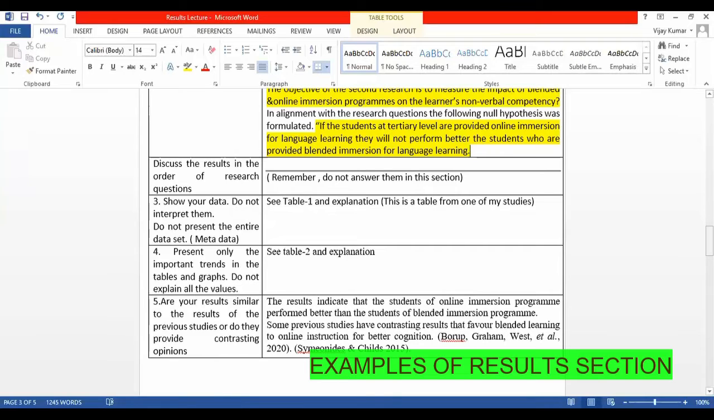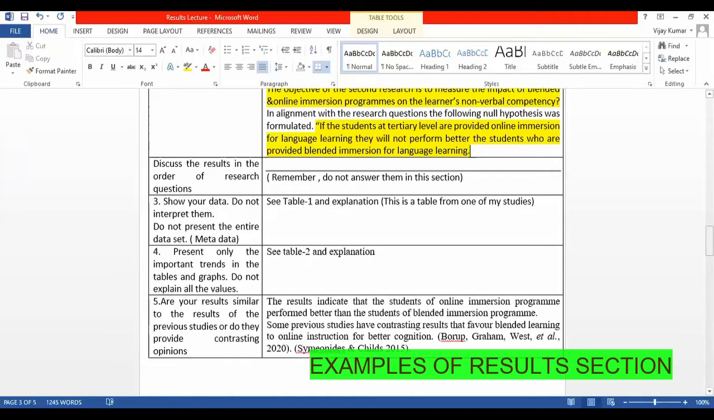What is most important in the results section is show your data. Do not interpret your data. You may be tempted to interpret them, but you are not supposed to interpret at this section. You will do the interpretation in the discussion section. You will explain what your results mean. But as of now, you will not interpret your data, but only you will show your data.